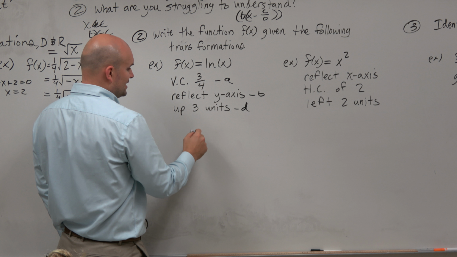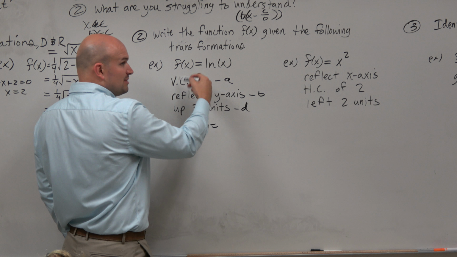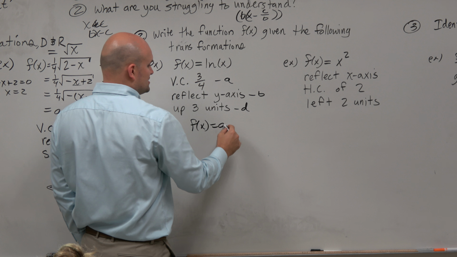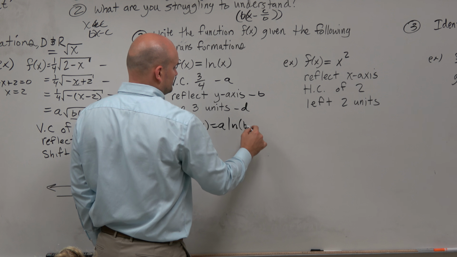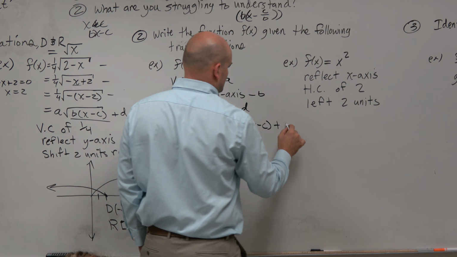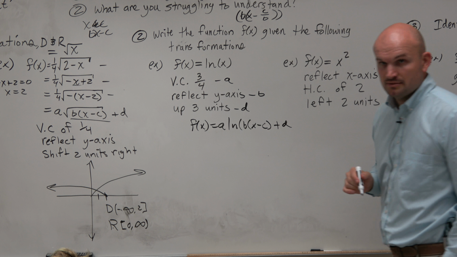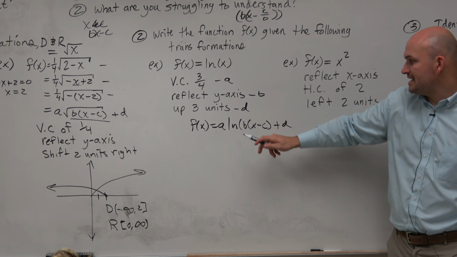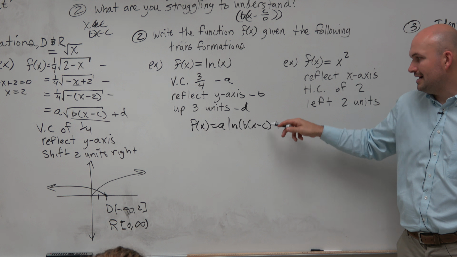I got to apply it here. If I was going to throw in all the transformations, this graph would look like this. Right? But what we've labeled is I only need to include A, B, and D. I don't need the C.